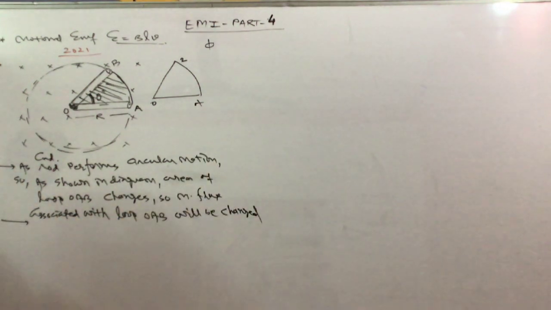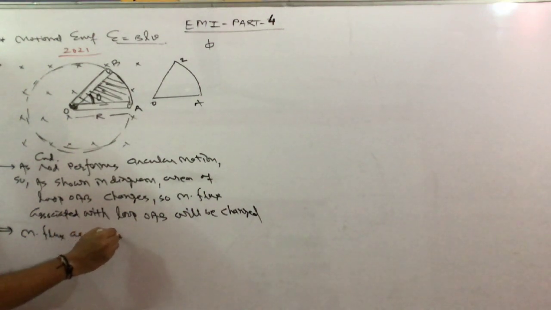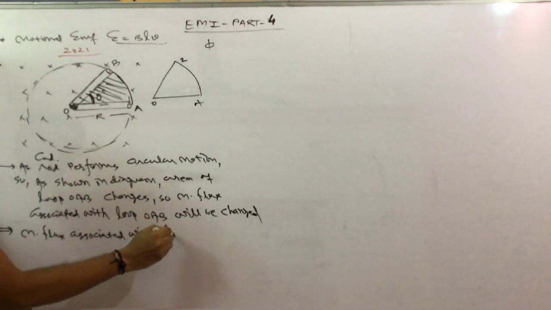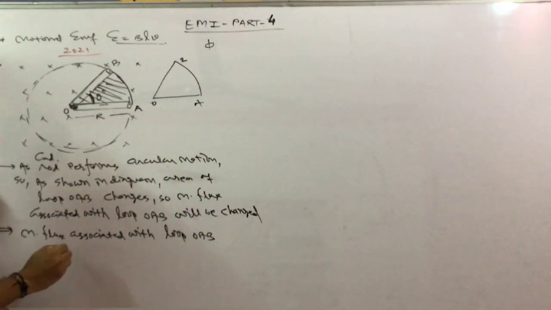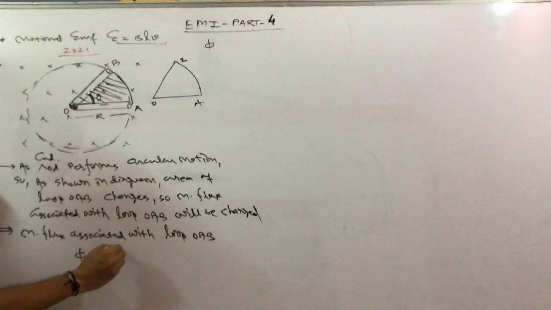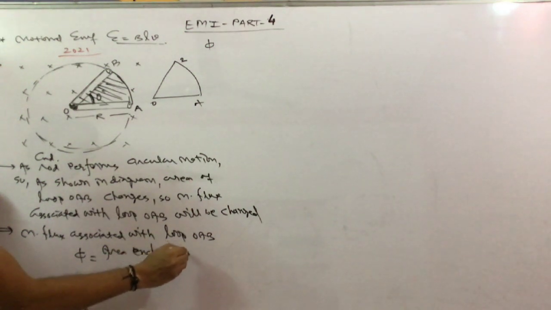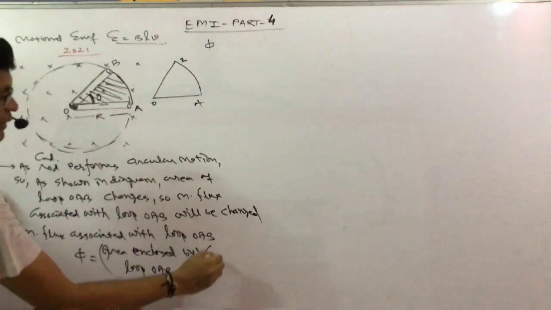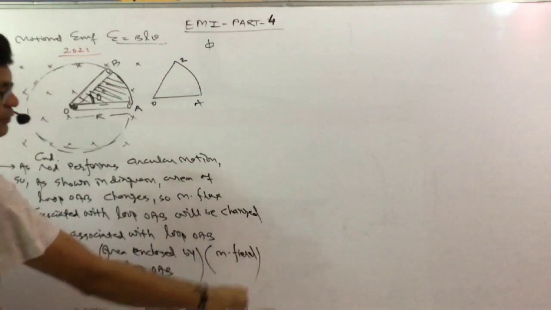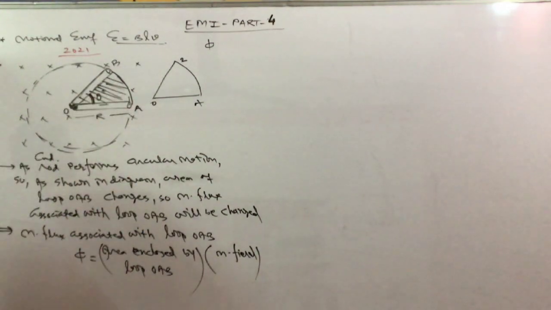Ready? So first of all, what is the magnetic flux? You can see the magnetic flux associated with loop OAB. Magnetic flux phi is equal to the area enclosed or covered by loop OAB multiplied by the magnetic field. You know that very well. In short, what is the next target? The next target is to find the area covered by this OAB loop.